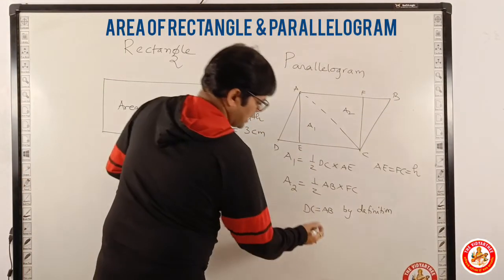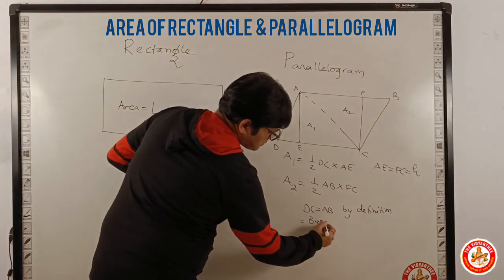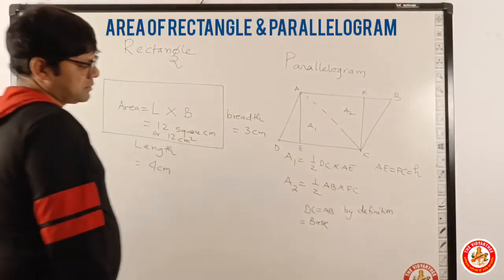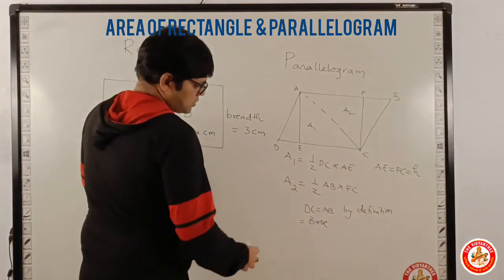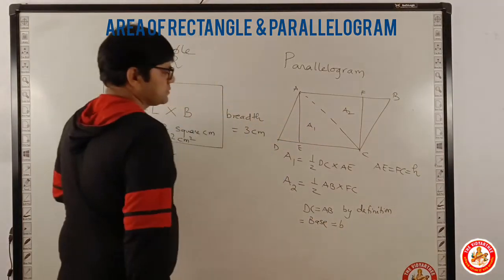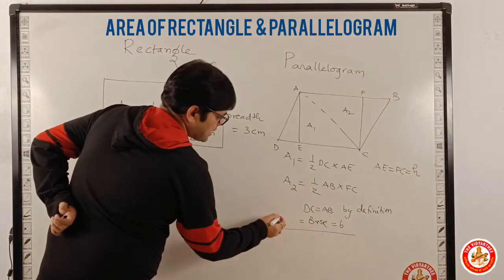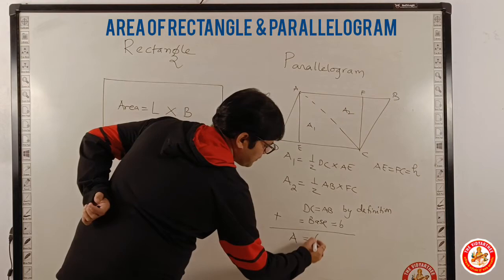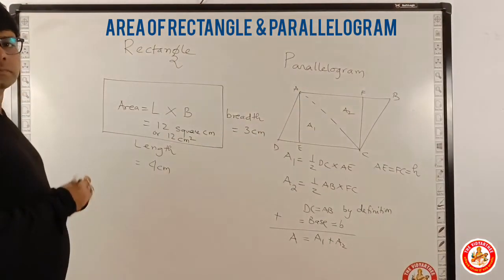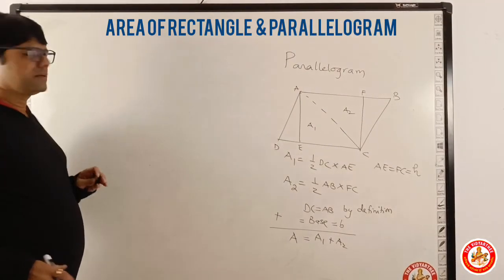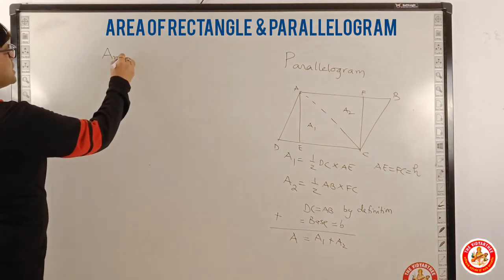That implies I can write this as the base of the triangles. Both are actually the base of the respective triangles. So this I can put as B. Now if you see carefully, it will be the sum of these two areas. The overall area A will be A1 plus A2. So you see the overall area of a parallelogram is the sum of these areas.